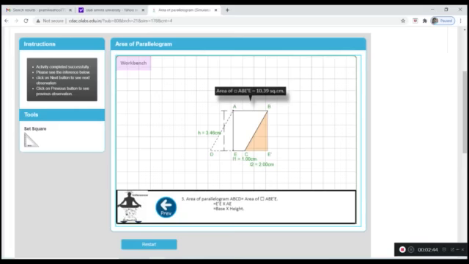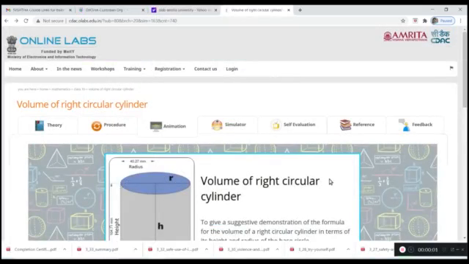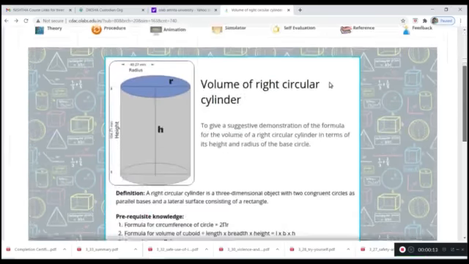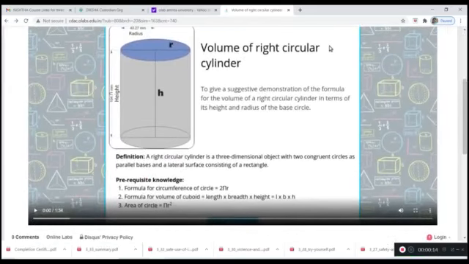Dear students, let us find the formula for volume of a right circular cylinder by using online labs by Amrita University. So volume of a right circular cylinder. So here the objective is to give a suggestive demonstration of the formula for the volume of a right circular cylinder in terms of its height and radius.